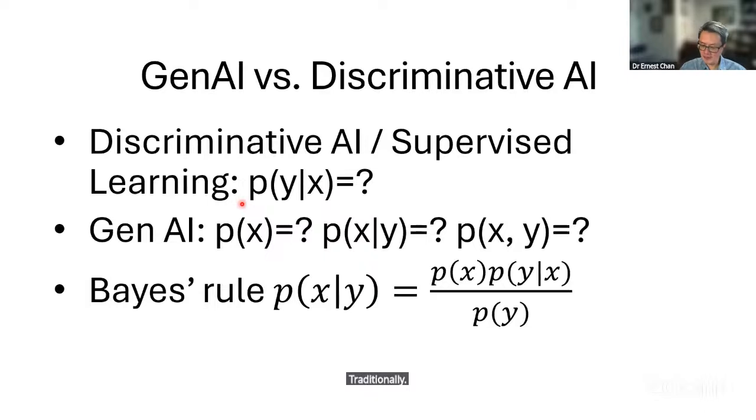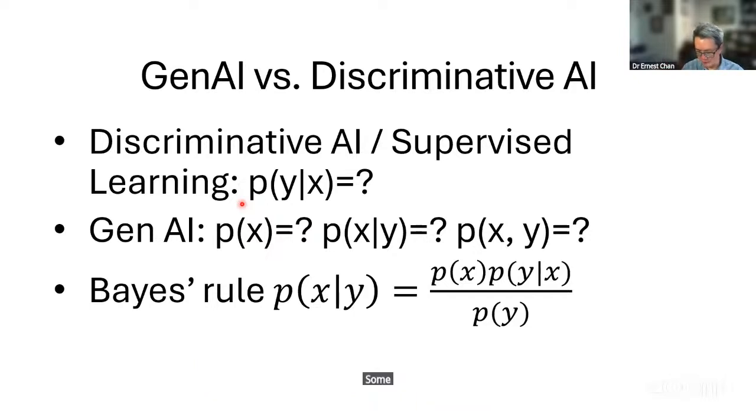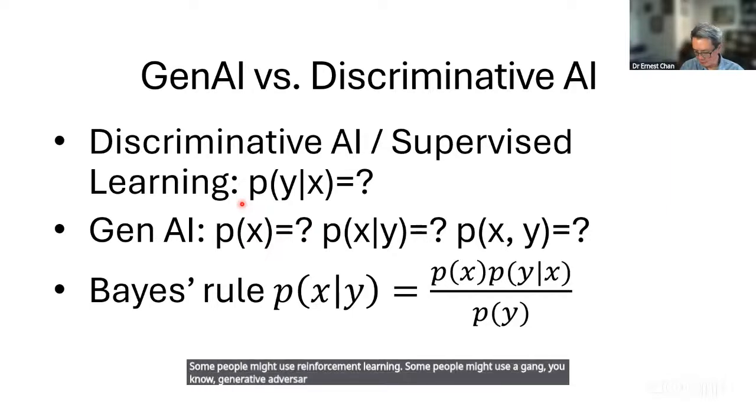That's what all the hedge funds have been using until maybe 2023, until 2022 when OpenAI suddenly burst into the scene, right? Everybody understood AI, at least in the asset management industry, as being discriminative or supervised learning, or at most generative. Some people might use reinforcement learning. Some people might use generative adversarial models. But generally speaking, we focus on prediction. That's how AI has been used in finance anyway.